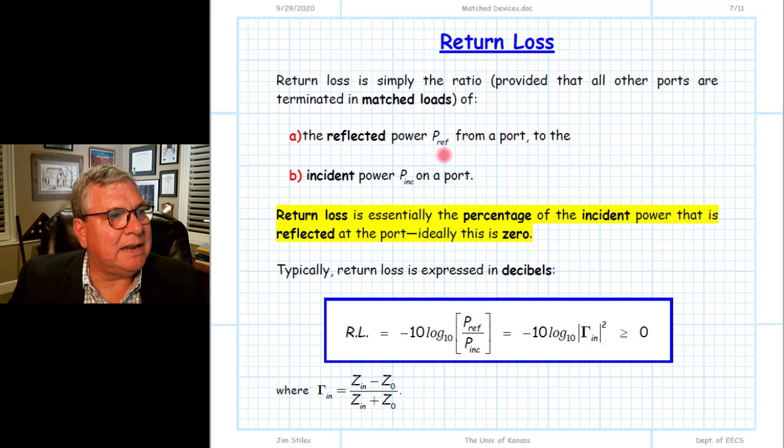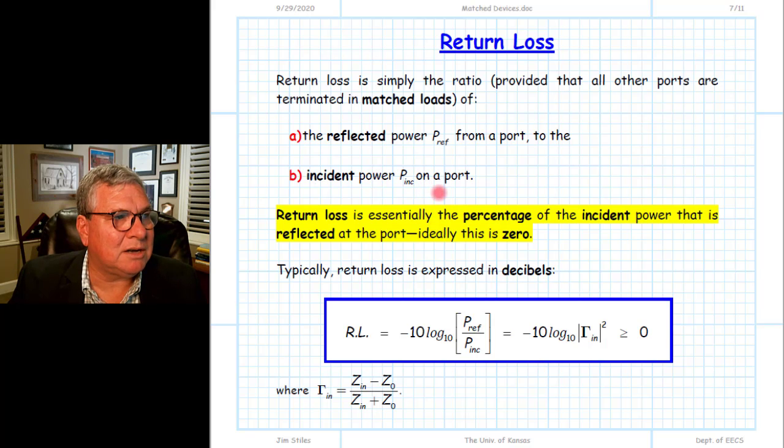So what we do is take simply the ratio of the reflected power to the incident power. And so if the ratio of reflected to incident is 0.1, we can infer that 10% of the incident power is thus reflected. If it's 0.5, 50% is reflected.